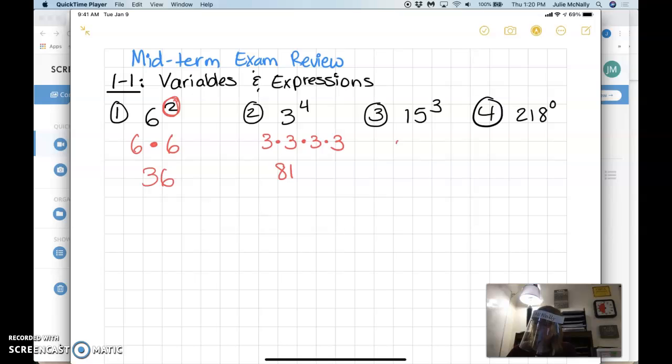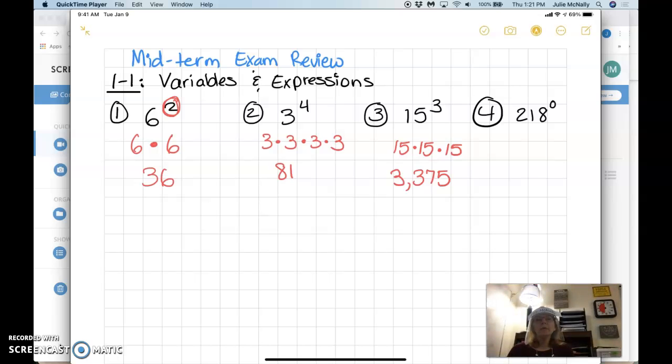Number 3 would look like 15 times itself 3 times, which is 3,375. Don't be afraid of big numbers. Sometimes it's a big number.